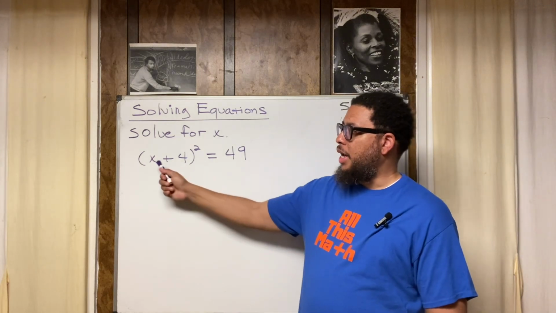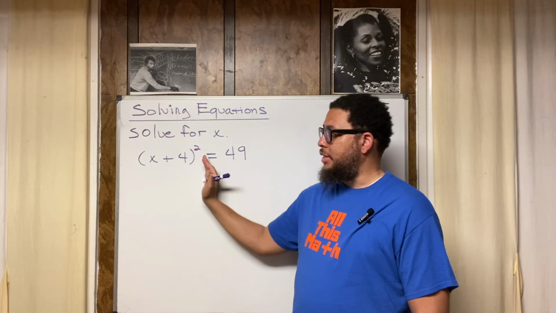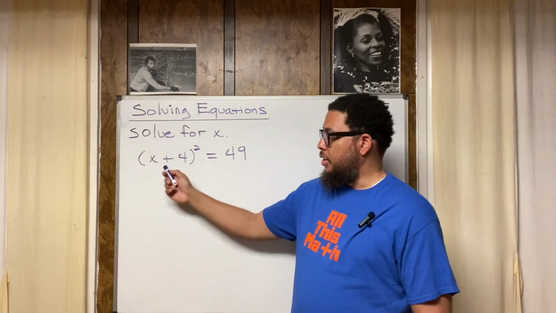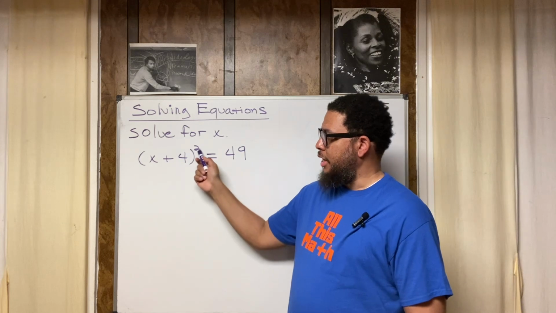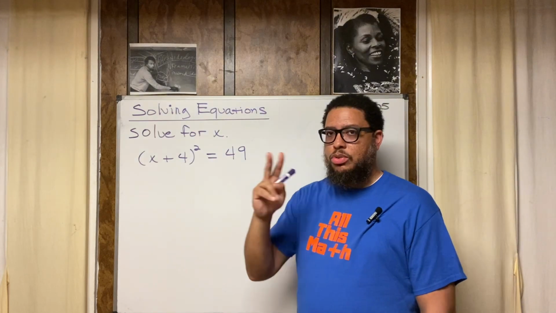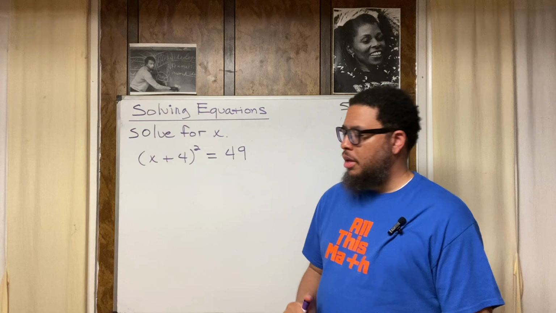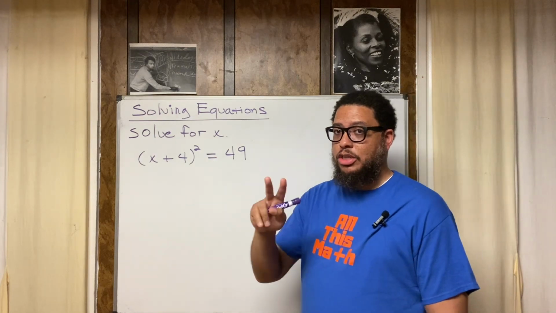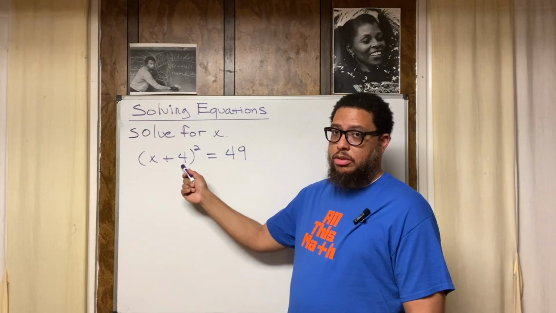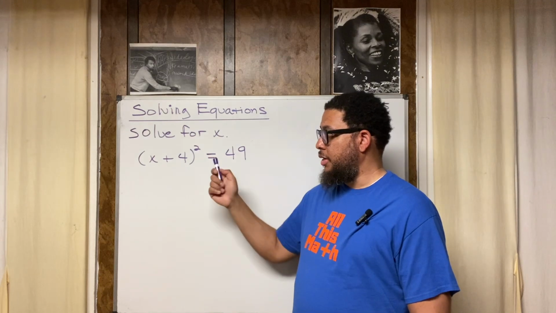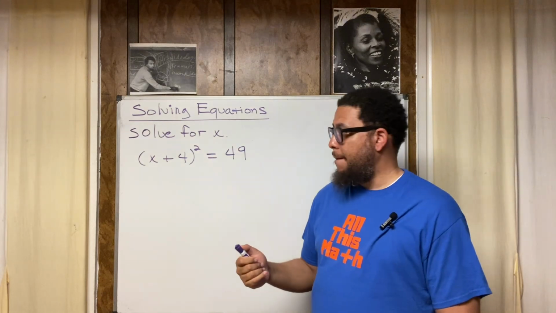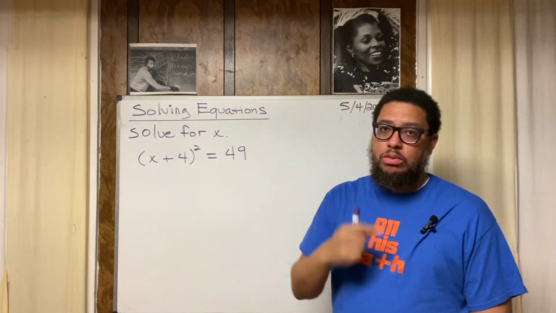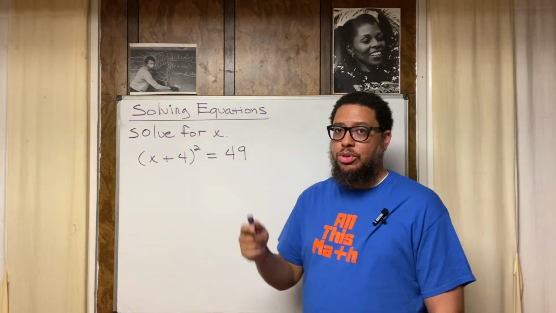So we want to isolate this x all by itself on the left side of the equation. Right now it's not isolated because you've got this plus 4 and this exponent. Those are the two things we have to get rid of. And then you have to know, what do I get rid of first? Do I get rid of the 4 first? Do I get rid of the 2 first? You're going to get rid of the exponent first. Now the question is how? You know what to do. How do you do it?